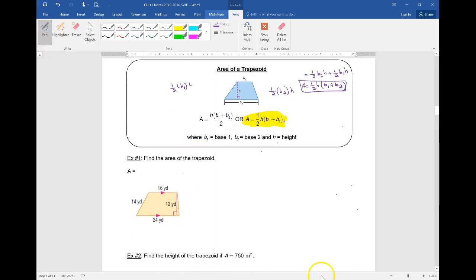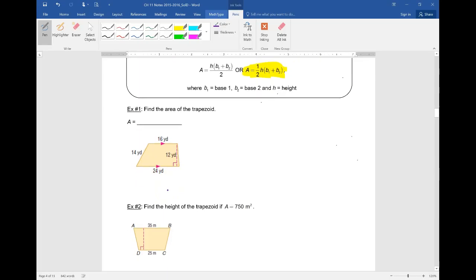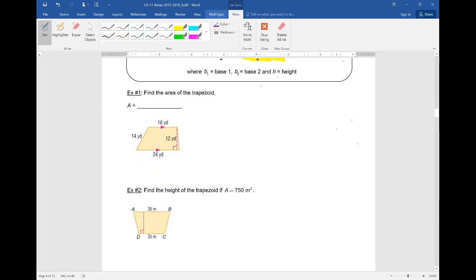In this first example, we have a trapezoid, and you know that it's a trapezoid because you have one pair of parallel sides. So we need to find the area. Now this is base 1, and this is base 2, and this is your height. Well, not your height, the height of the trapezoid. All right, so area is half times base 1 plus base 2 times height.